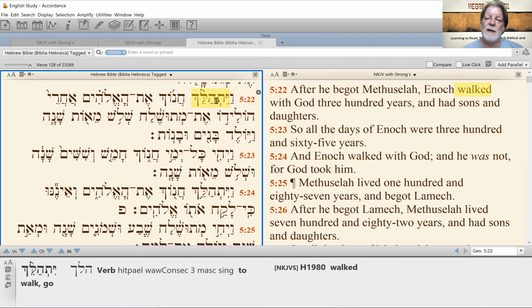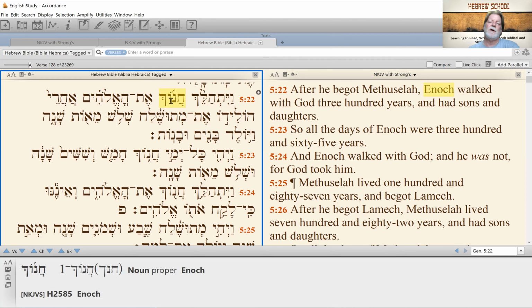So this is a verb we haven't seen in this chapter. Halak means to walk or to go somewhere. So he walked. This is a hitpael, which we learned today means reflexive. So what this is saying is Enoch caused himself to walk. There's some discipline implied here. So he caused himself to walk.